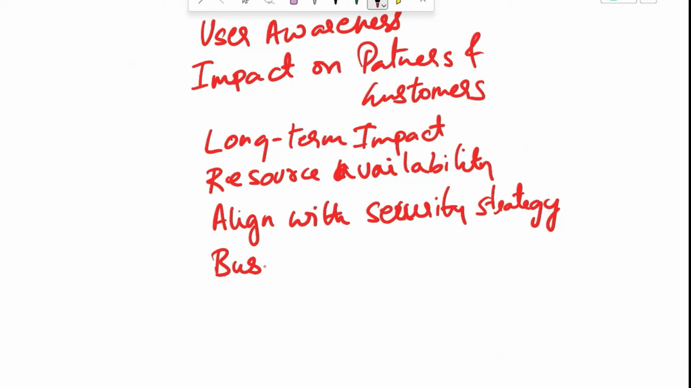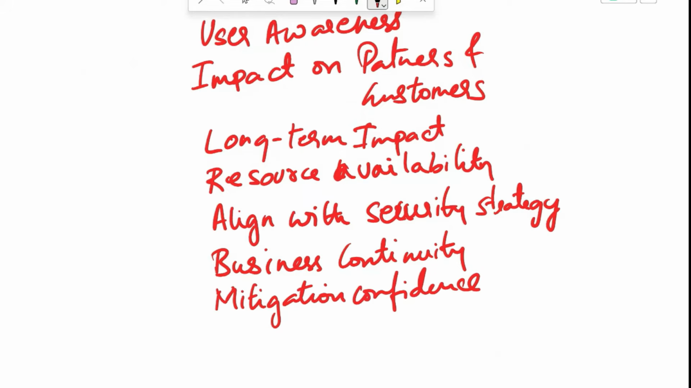Then consider the business continuity. Assess vulnerabilities that could disrupt critical business operations or affect the organization's ability to deliver products or services. Then is mitigation confidence. Prioritize vulnerabilities for which effective mitigation strategies are available and can be confidently implemented.